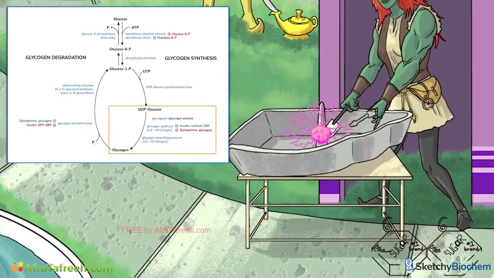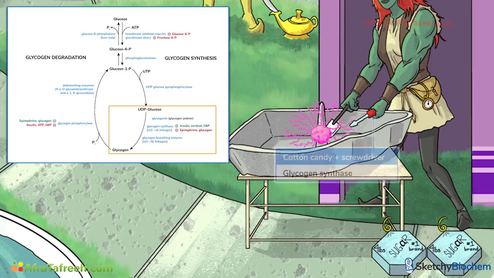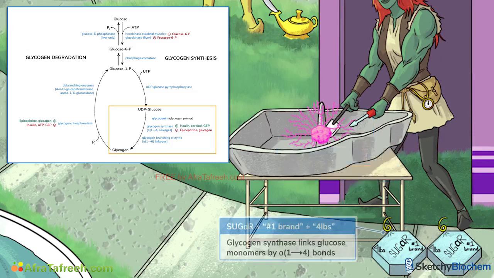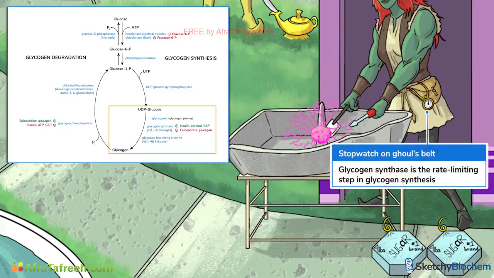After we make the primer, glycogen synthase takes over by linking glucose monomers via alpha-1,4 glycosidic linkages. In other words, glycogen synthase joins carbon 1 of one glucose monomer with carbon 4 of another glucose monomer. Glycogen synthase is shown by the same buff ghoul fixing a cotton candy machine with the screwdriver. How will you remember that glycogen synthase creates alpha-1,4 bonds? It's all in the sugar bags. Glycogen synthase is the rate-limiting enzyme during glycogen synthesis, and like all rate-limiting enzymes, glycogen synthase is highly regulated.